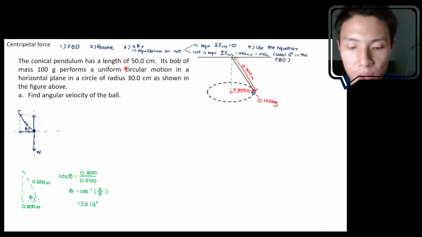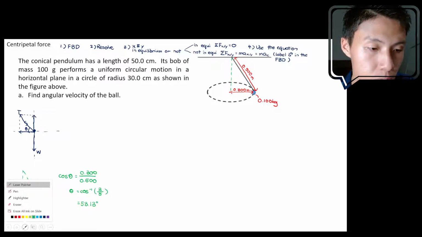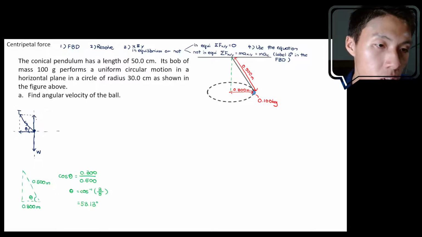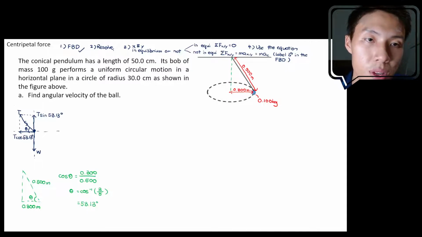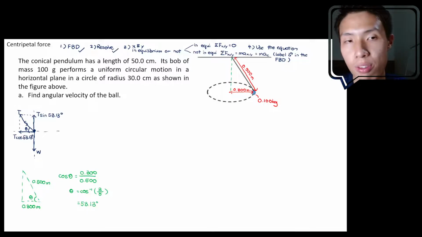So now if we want to resolve our free body diagram, it will be more convenient to do so. So this one will be T sine 53.13 degrees. This one will be T cos 53.13 degrees. Okay, so we are done with the FBD. We are done with resolving the forces in the free body diagram.